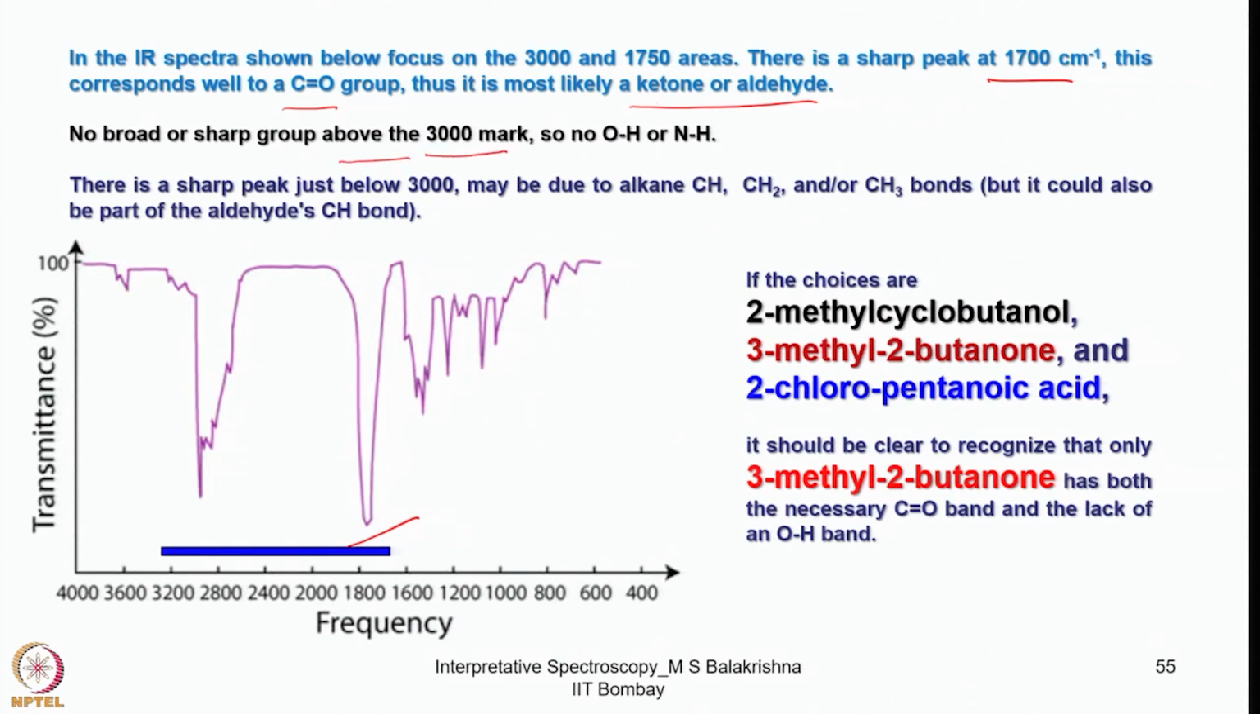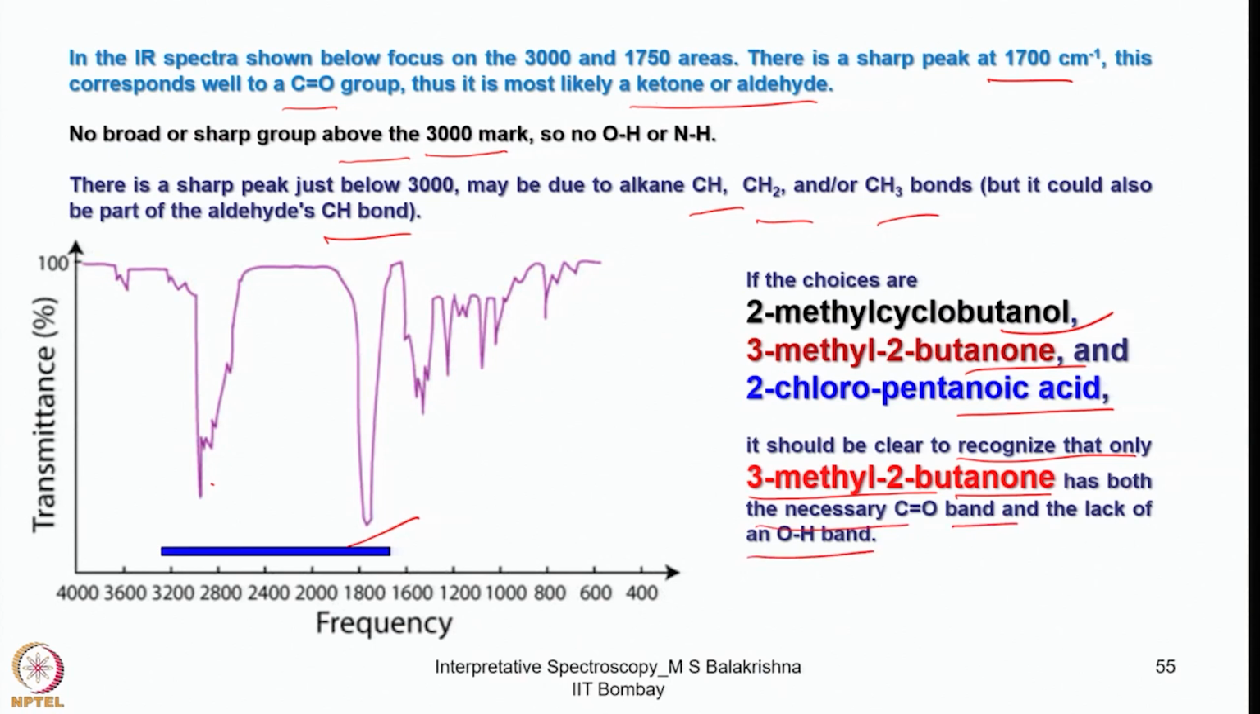Why we decided it's ketone or aldehyde is because no OH group is there, so carboxylic acid is ruled out. There is a sharp peak just below 3000, maybe due to CH, CH2 and or CH3 bonds, but it could also be part of an aldehyde CH bond. So that gives you some idea about what type of molecule this IR is representing. If the choices are between 2-methyl-cyclobutanol, 3-methyl-2-butanone and 2-chloropentanoic acid, it should be clear that this is only due to 3-methyl-2-butanone, which has the necessary C=O bond and no OH bond at all.